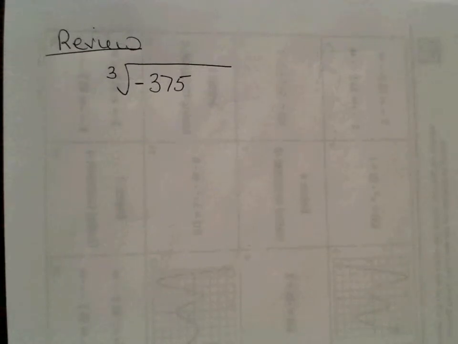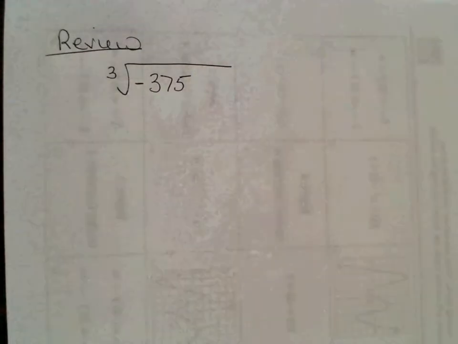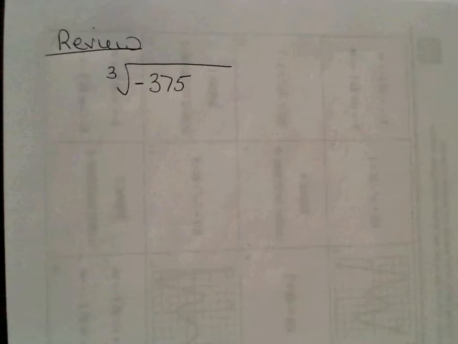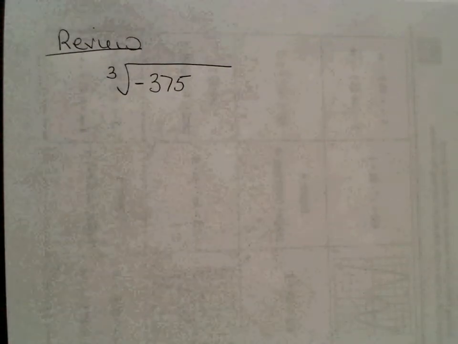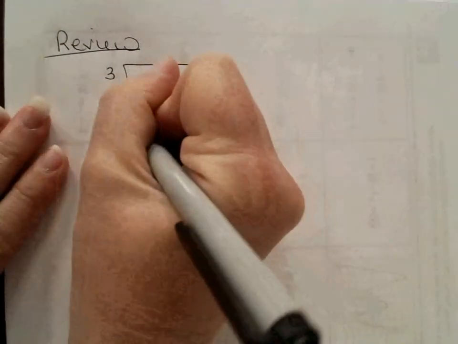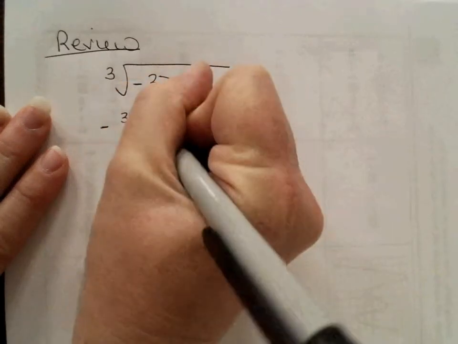Okay, so if we are going to review this, first of all, there's a negative involved underneath the radical. So we need to look at our root index here. Our root index is 3, which is odd. So what do I do with that negative? Bring it outside. So I'm going to make this negative the cube root of 375.